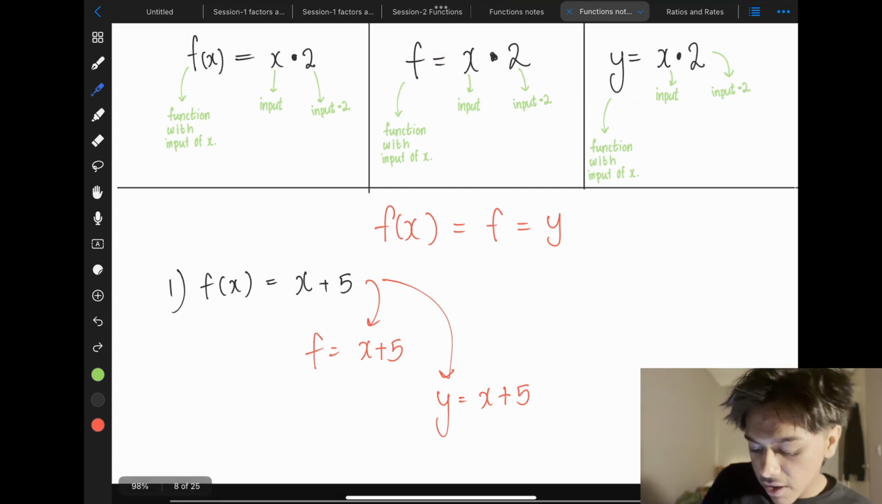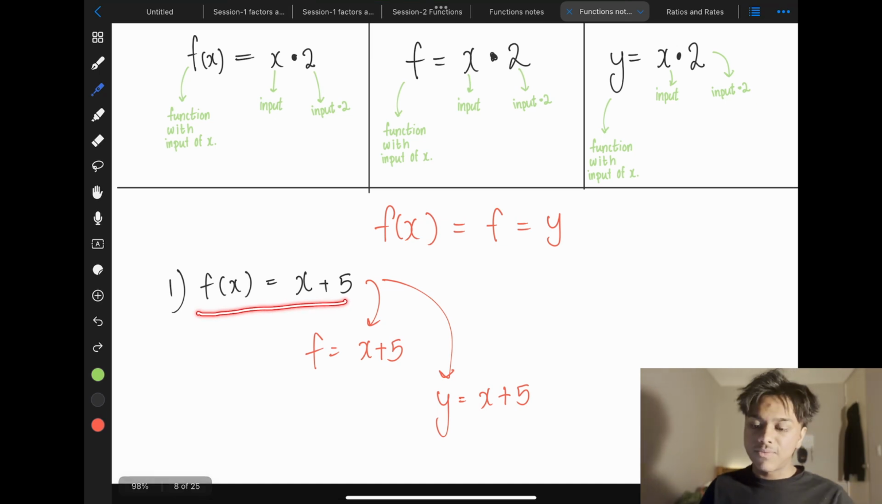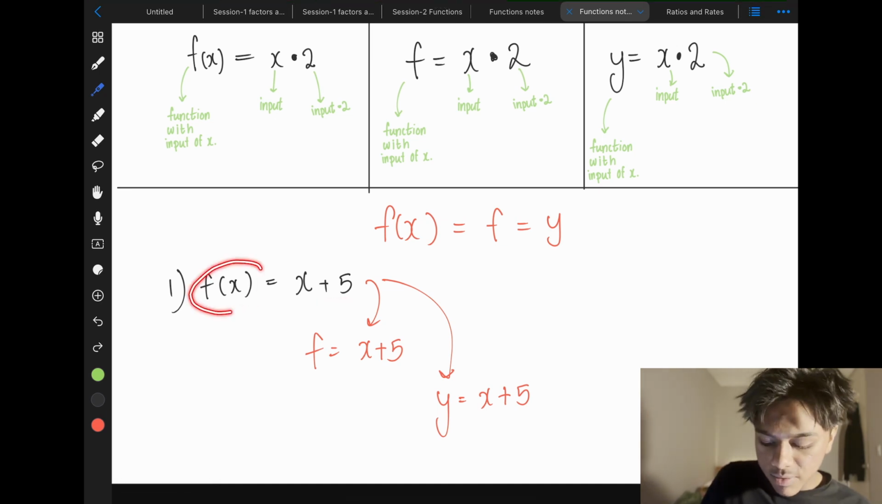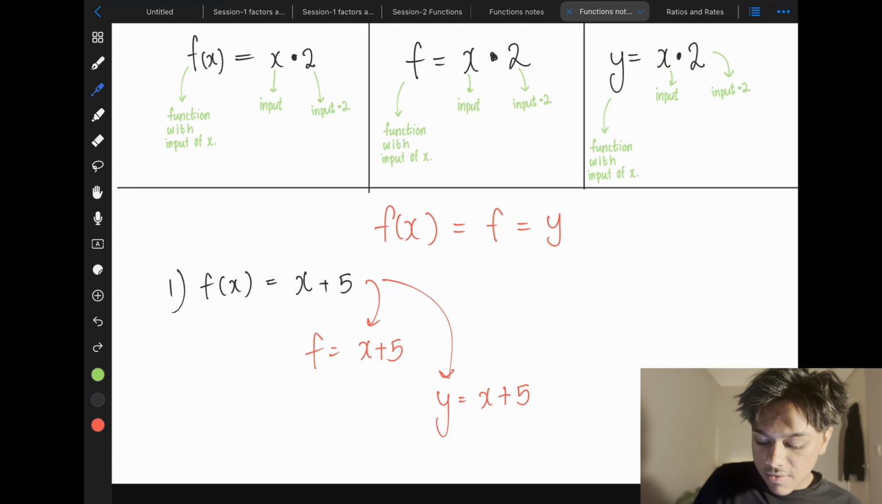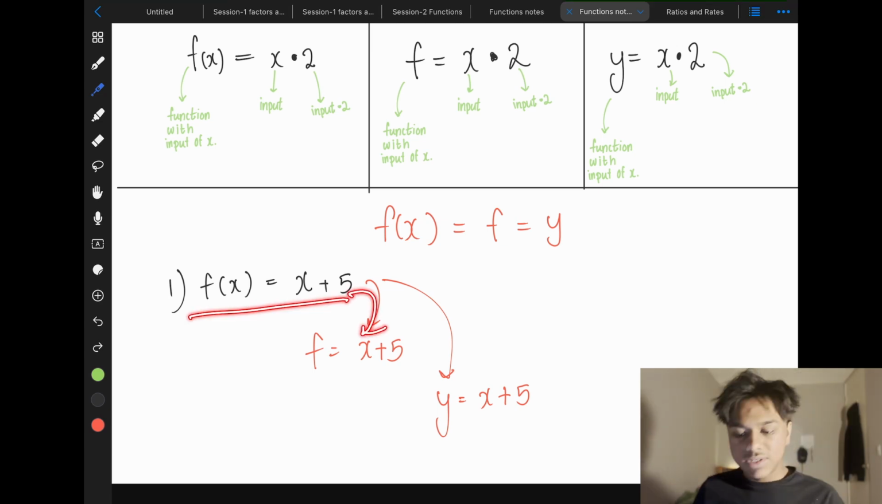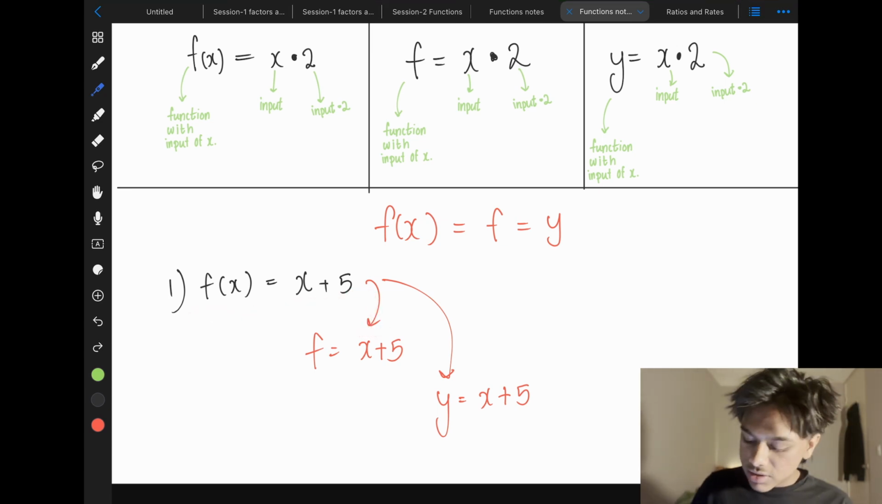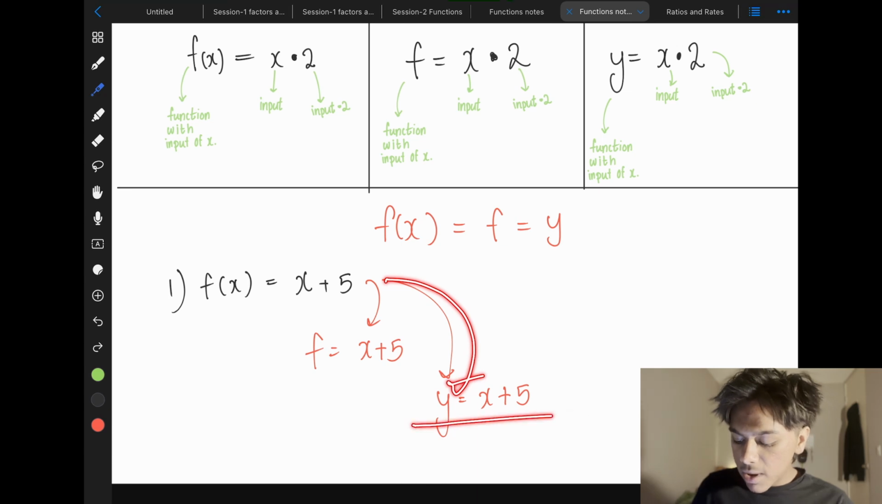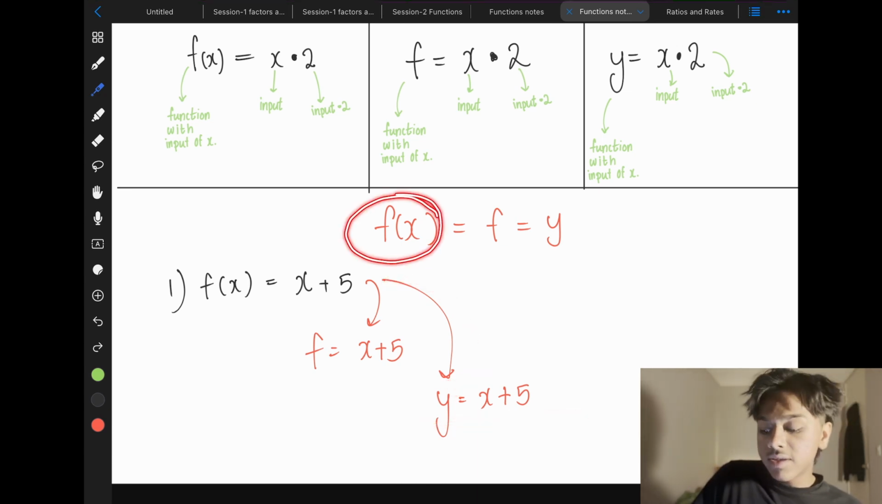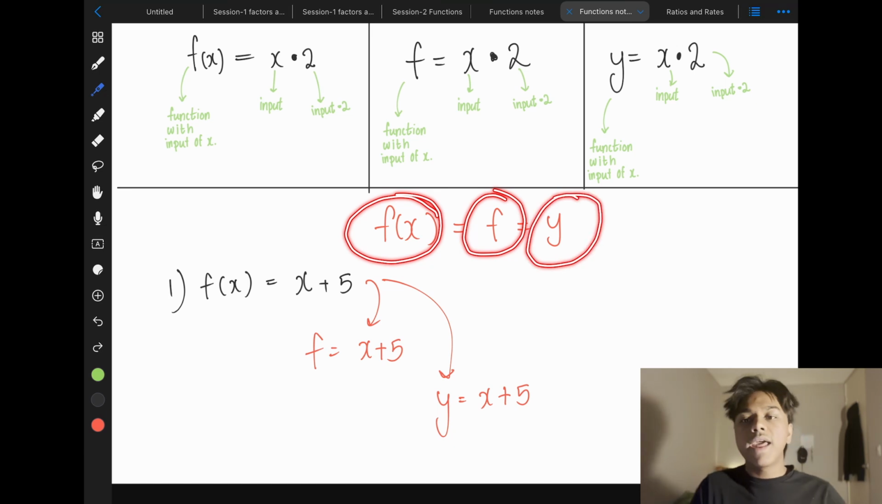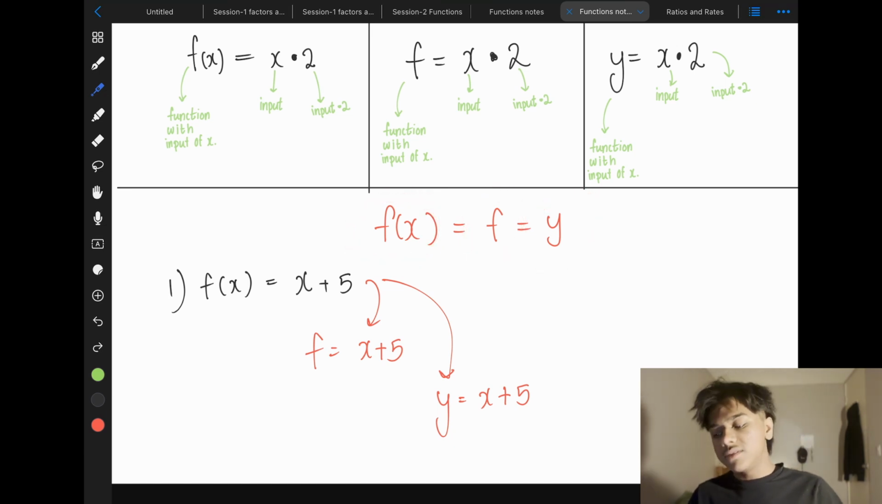For example, let's say I was given f of x equals x plus 5, and I didn't feel comfortable with f of x, and I wanted it to be f equals x plus 5. I'll change it to f equals x plus 5. At any point you can change from this to this, f equals x plus 5. No one's gonna stop you. You can even change it to y equals x plus 5, and it will make sense. You can go from f of x to f to y at any point, and it will still mean the same thing. Your function will still be the same.